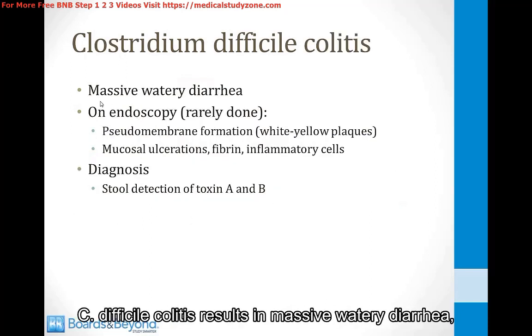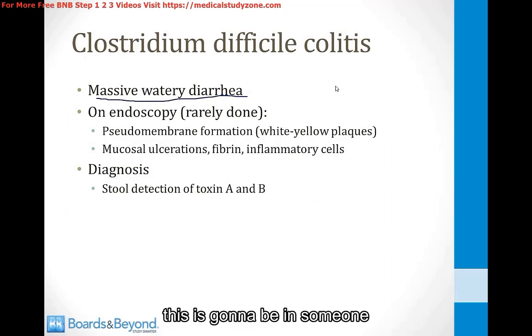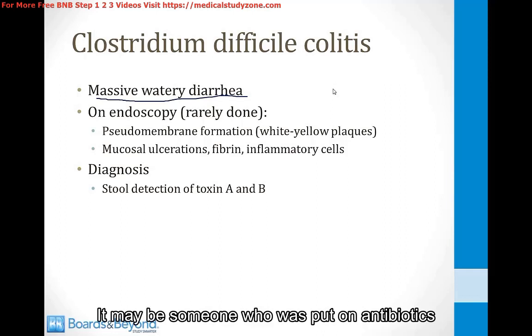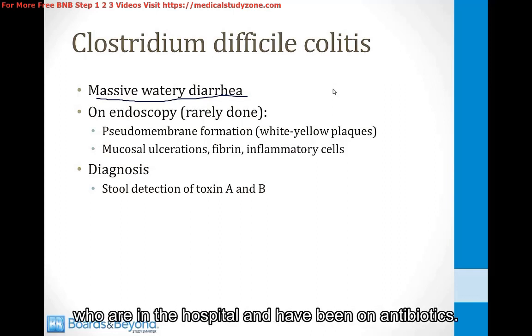C. difficile colitis results in massive watery diarrhea, and in a board question and also in real life, this is going to be in someone who's recently been on antibiotics. It may be someone who was put on antibiotics as an outpatient, or it sometimes occurs in people who are in the hospital and have been on antibiotics.